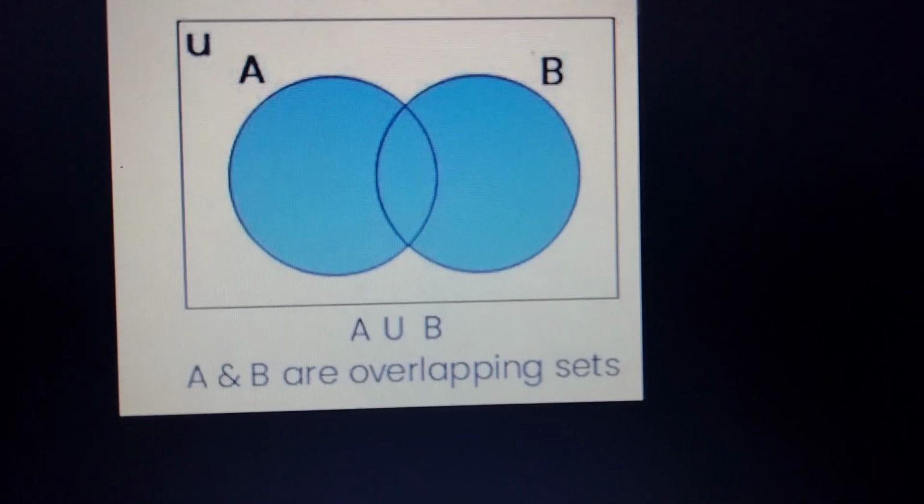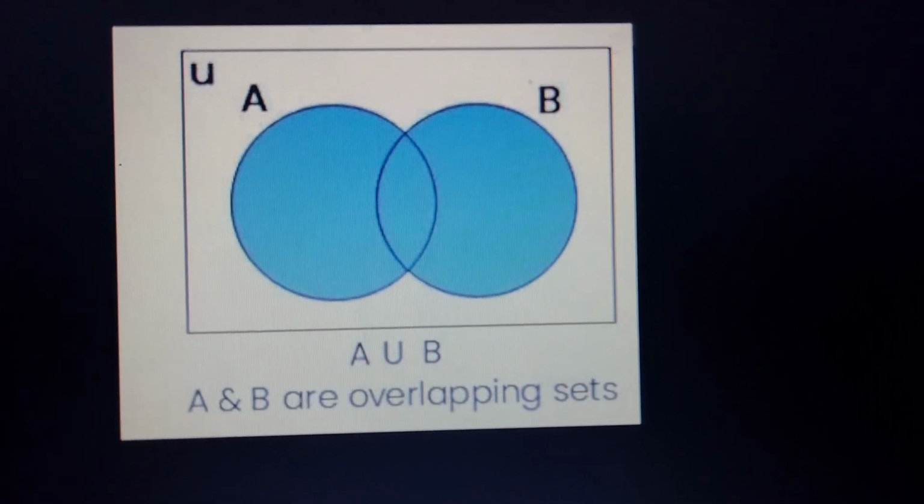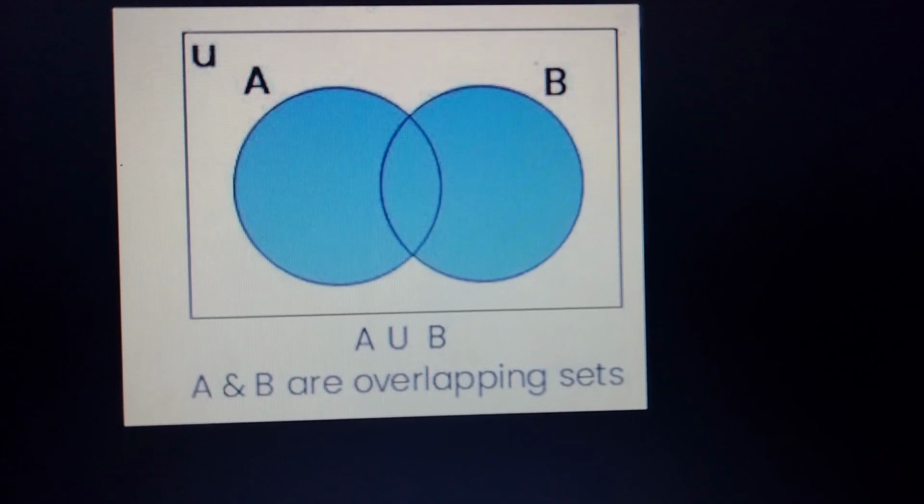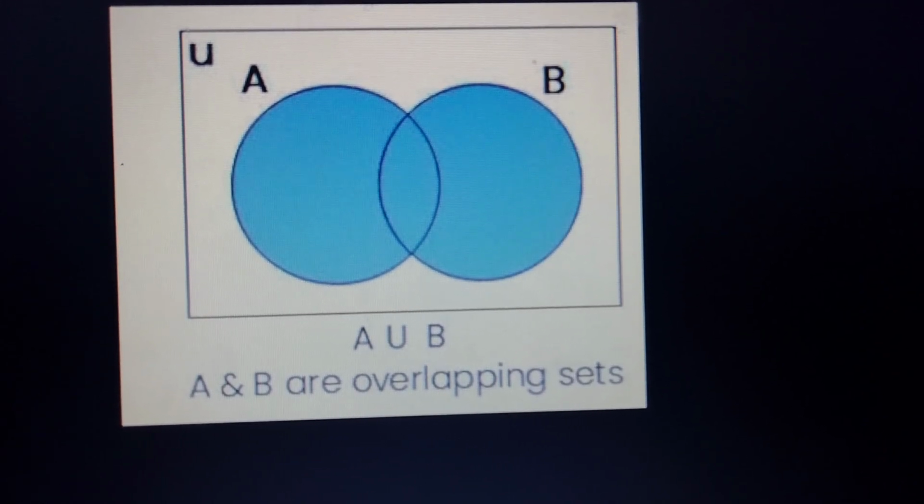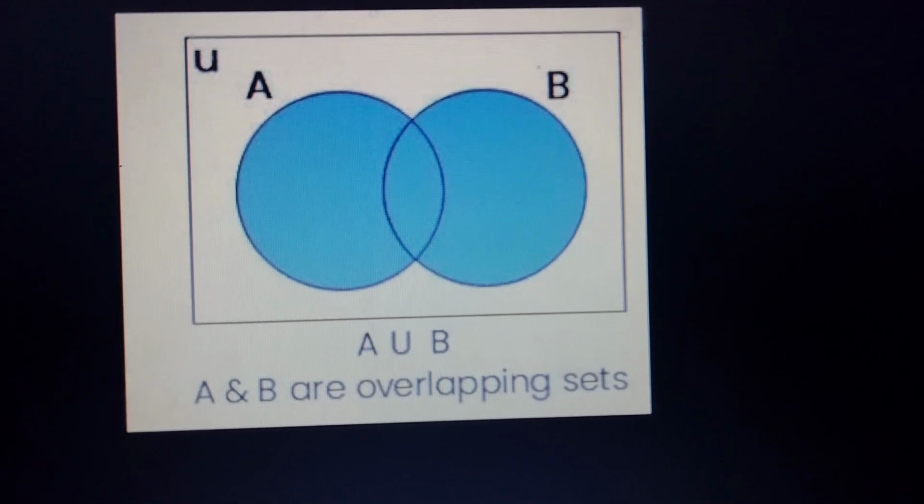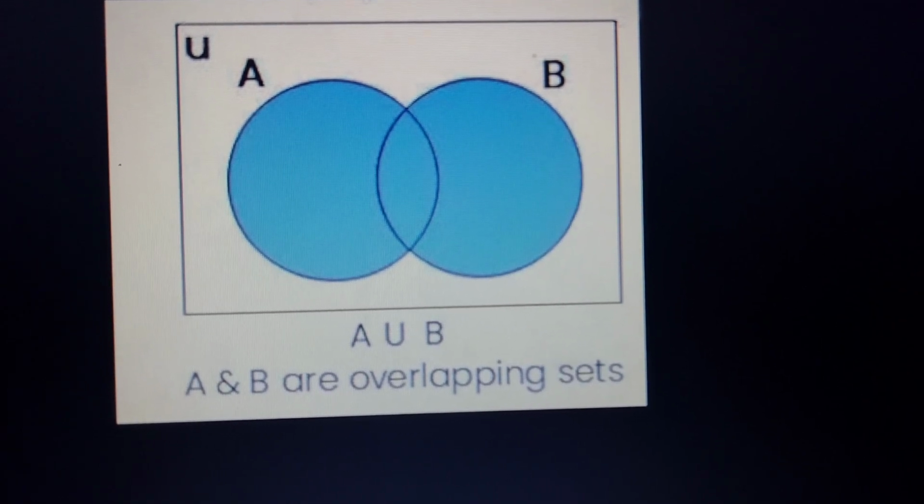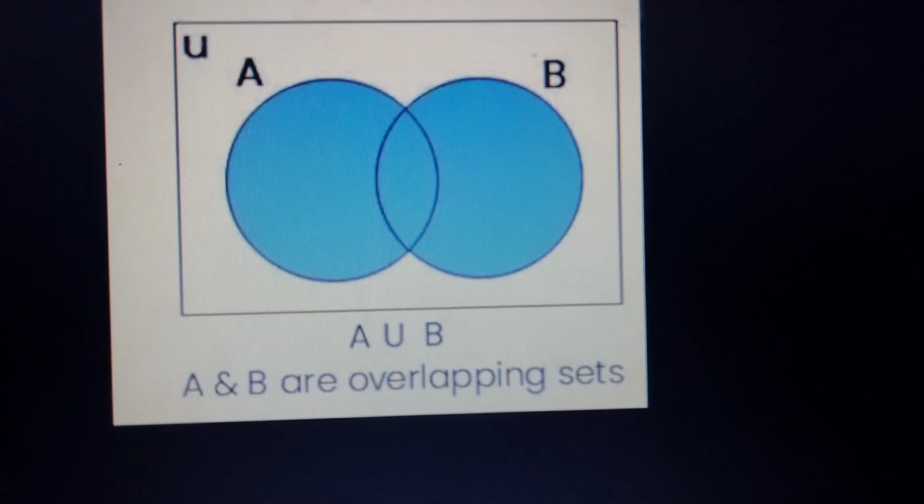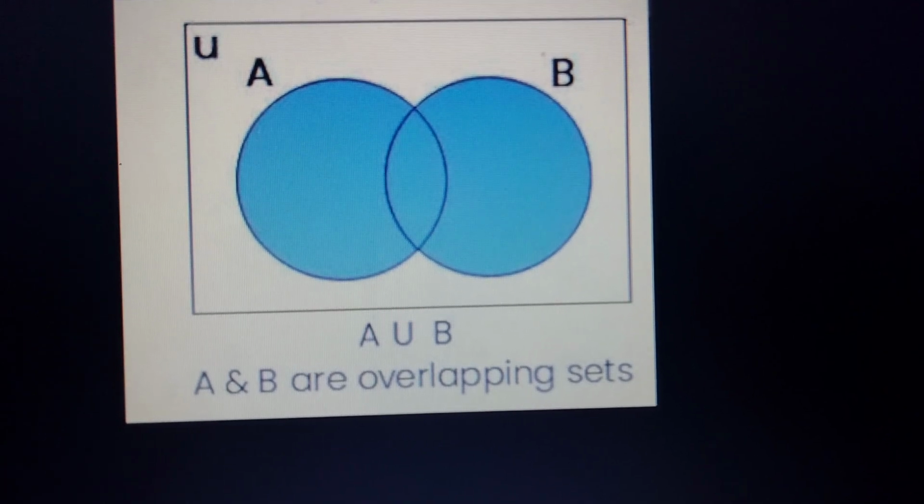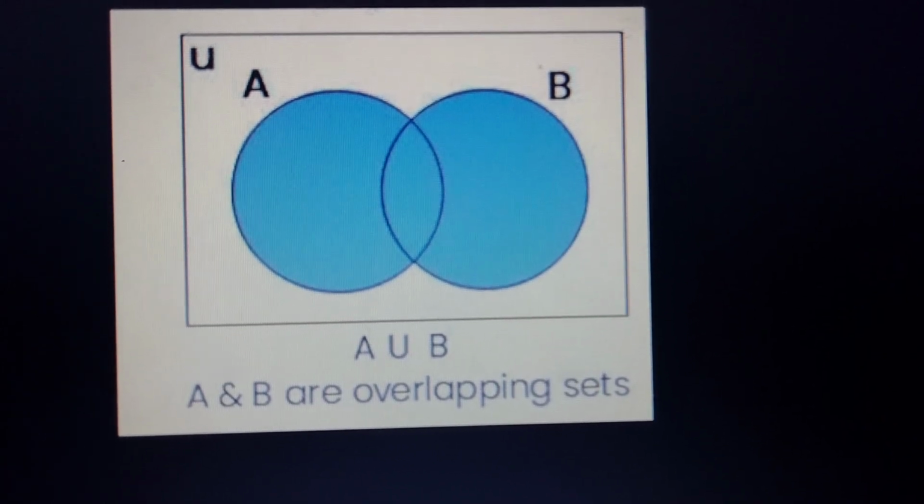This is what I was talking about. This is the union. So A in union with B. So we count the complete A and the complete B. And as we can see, they're in union because they're overlapping each other. That means there are elements within both A and B.